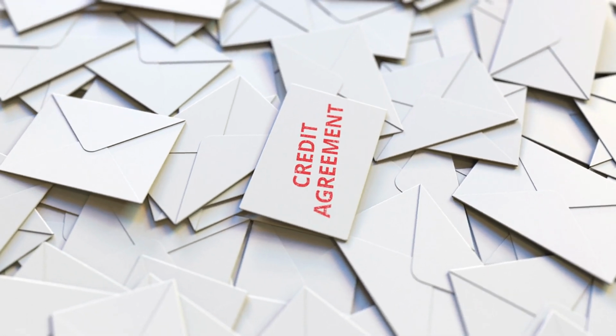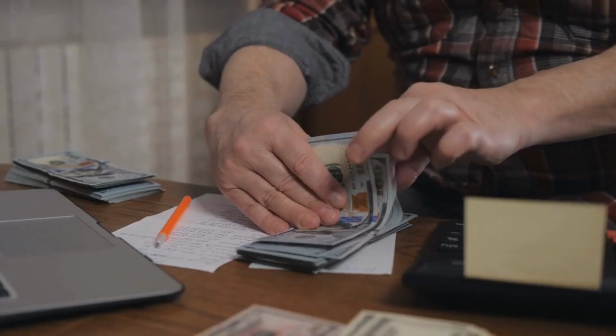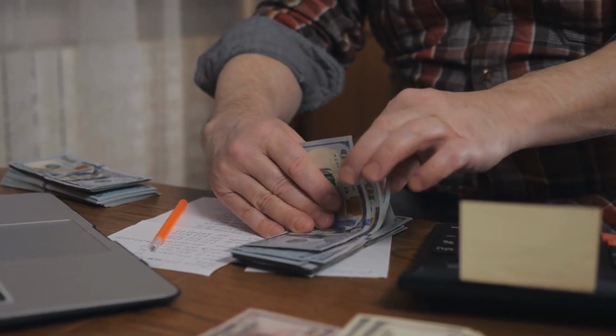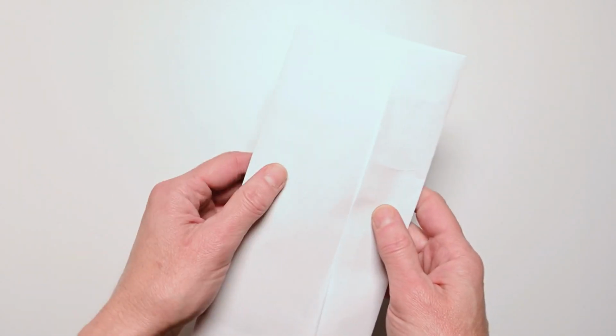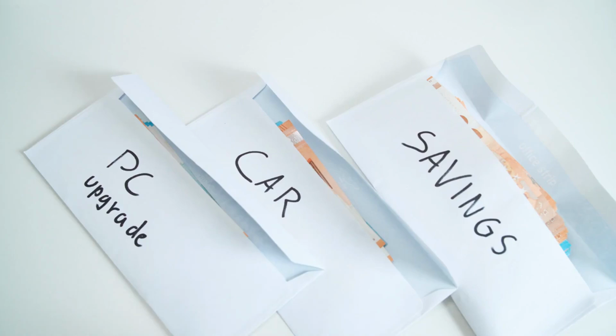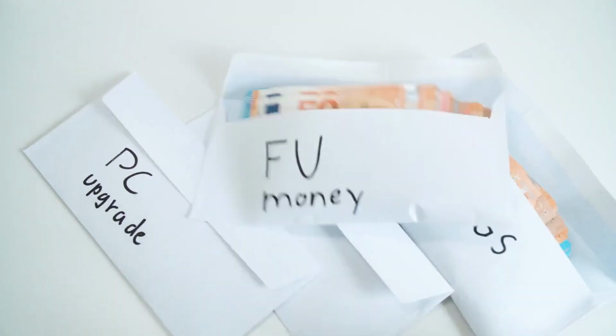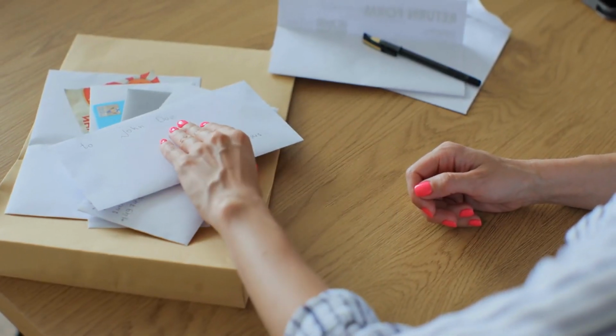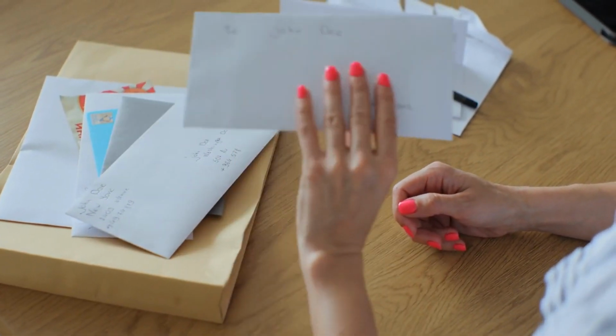Step 3. Prepare your envelopes. With your categories and allocations set, you'll prepare an envelope for each category. Each envelope is then filled with the amount of cash you've allocated for that category for the month. The envelopes serve as a physical limit to your spending. Once an envelope is empty, that's a signal to stop spending in that category until the next budget cycle.